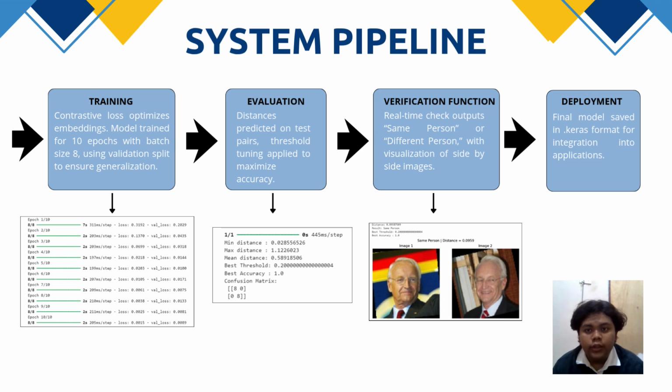Next step is the verification. The verification function runs in real time, outputting either the same person or different person, and even visualizes the comparison with a side-by-side image. And lastly, the trained model is saved in a class format and ready to be integrated into an application such as a facility access control system. Next.